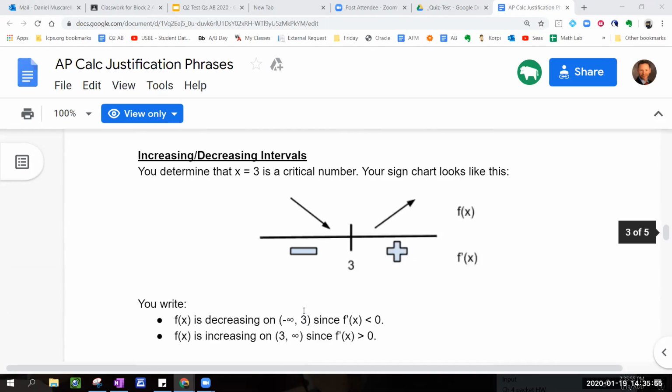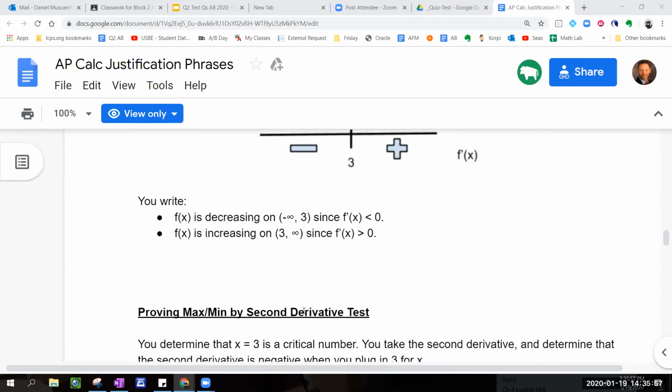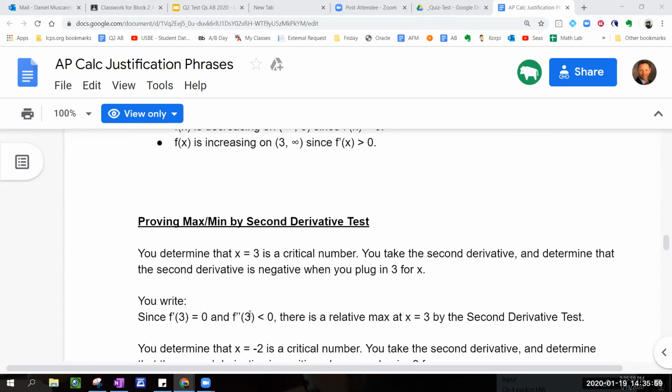So there's going to be a little bit of stuff in there: increasing, decreasing, proving max, min by a second derivative test. When you do that, you're going to get a critical number from the first derivative, and you take that critical number and plug it into the second derivative function. So in this example here, we've got x equals 3, and 3 is going to be our critical number.